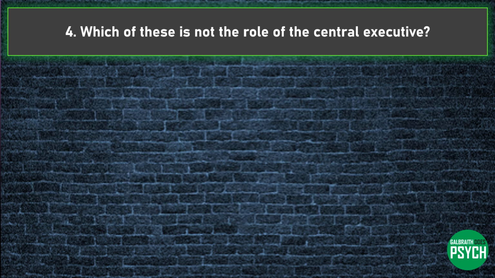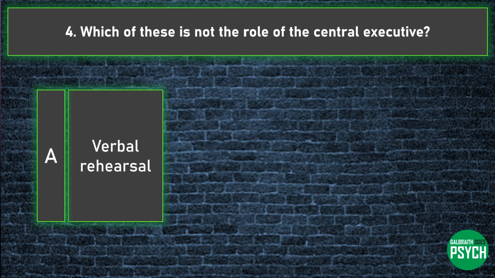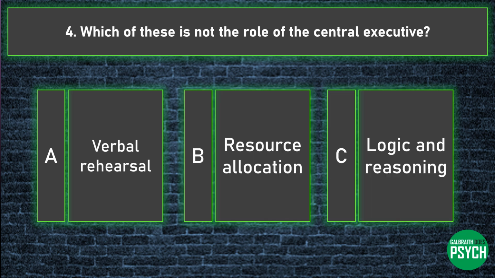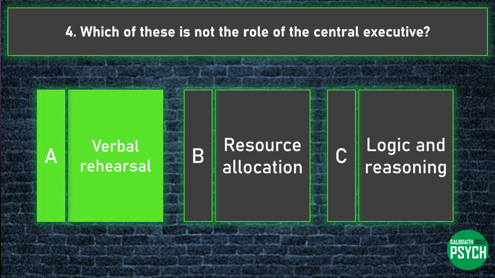Question 4, which of these is not the role of the central executive? What does it not do? Do you reckon A, verbal rehearsal, B, resource allocation, or C, logic and reasoning? Two of them it does do. The correct answer here is A, it does not have anything to do with verbal rehearsal. That would be your articulatory process.